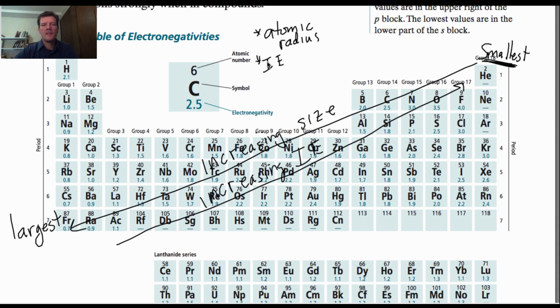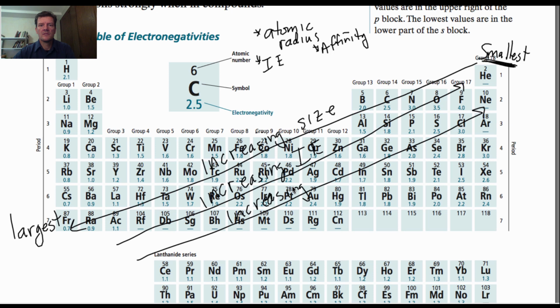Okay? Then we looked at electron affinity. Affinity is how much energy is released when an atom gains an electron. Again, a small atom is going to really pull in other electrons and attract them. It's going to release a lot of energy. And so this also is increasing in this direction, increasing affinity.